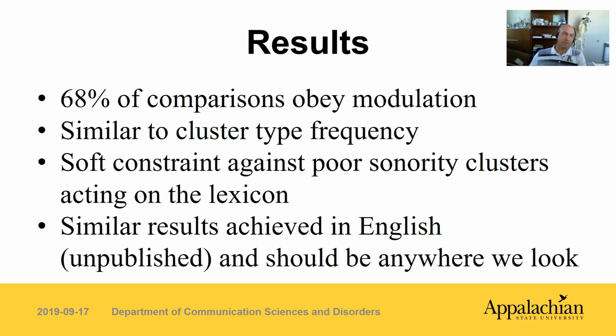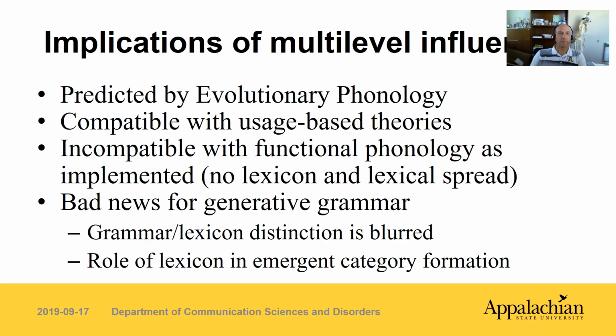So it would appear that we do have some sort of soft or gradient constraint against poor sonority clusters that acts on the lexicon. I've also analyzed English lexicon and have found similar results. And the prediction of this pervasive functional pattern theory is that we should find these things anywhere we look. So these influences of functional constraints being found across languages as well as within the individual lexicons of languages is predicted by evolutionary phonology. It's certainly compatible with usage-based theories of language.